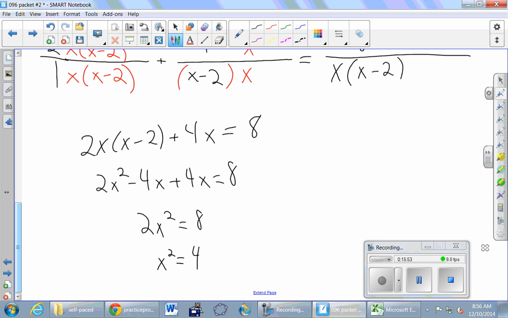Any other value of x that satisfies that equation? Negative 2 also works, doesn't it? When you take negative 2 and you square it, you still get positive 4. It's really easy to miss that plus or minus coming in.